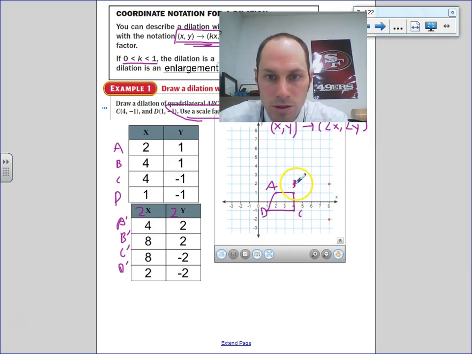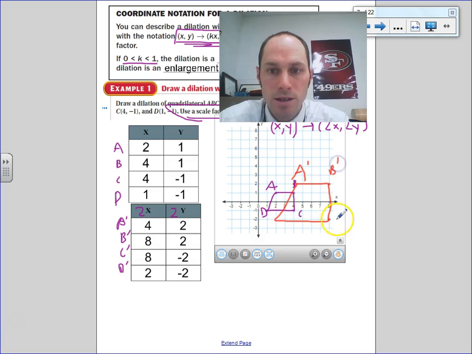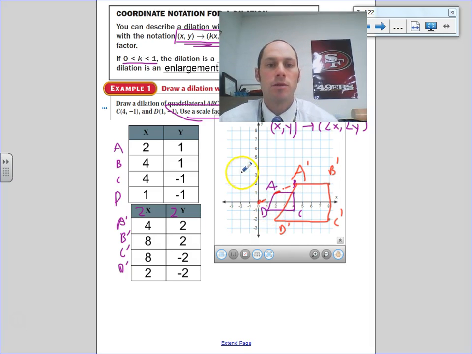What do we have? 4, 2, 8, 2, 8, -2, and 2, -2. So I would see that all those distances are doubled from the origin because that is our center of dilation. So all those distances get doubled from there.